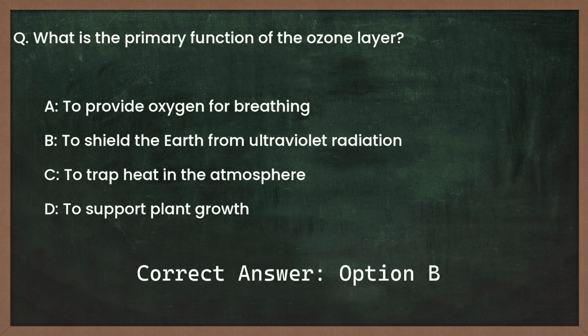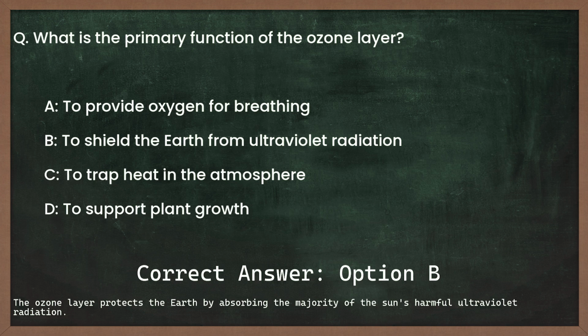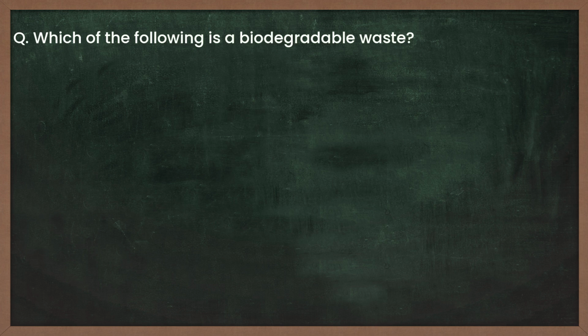The correct answer is option B, which is to shield the Earth from ultraviolet radiation. The ozone layer protects the Earth by absorbing the majority of the sun's harmful ultraviolet radiation. Question: which of the following is a biodegradable waste?